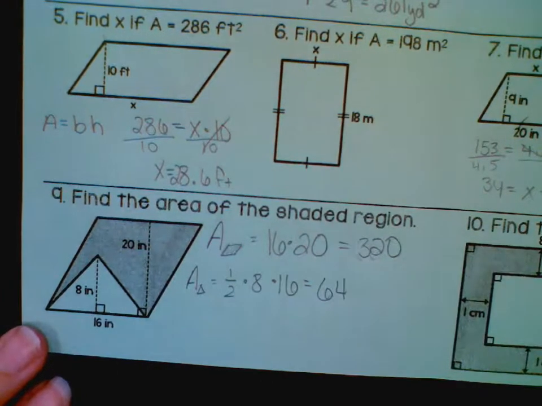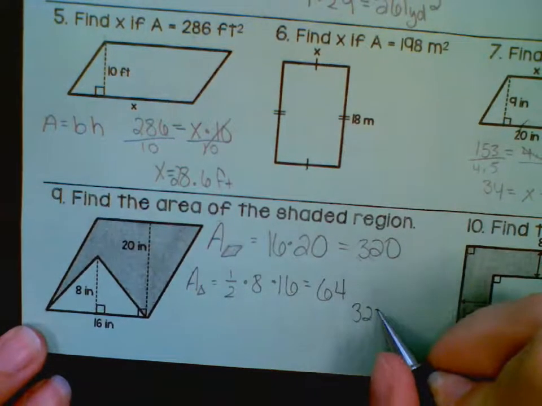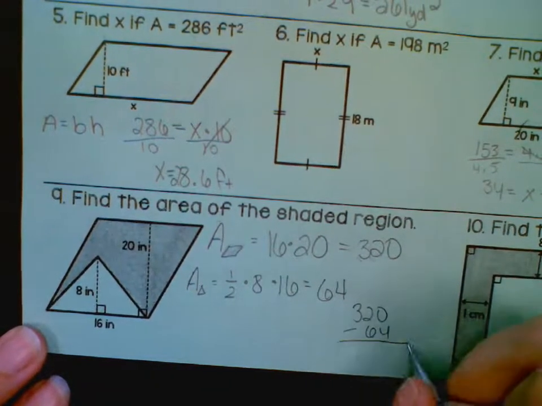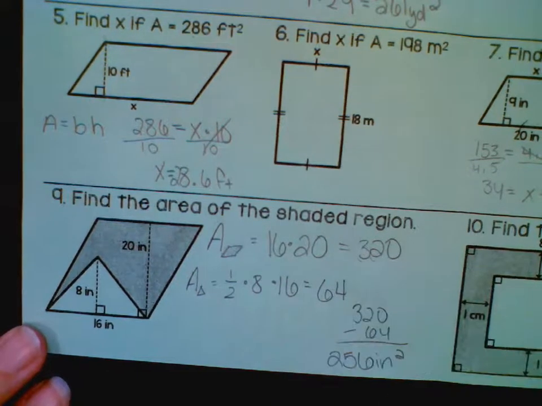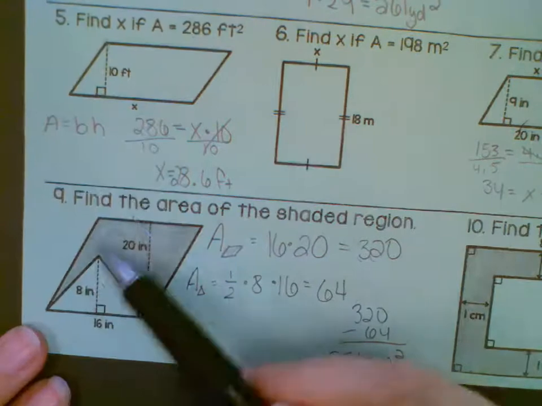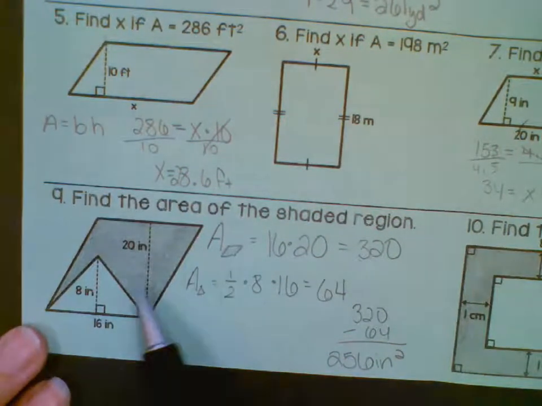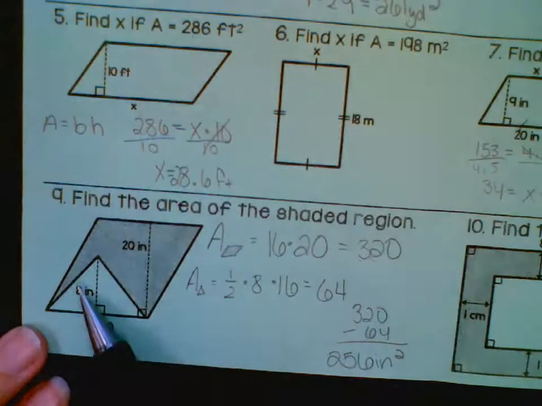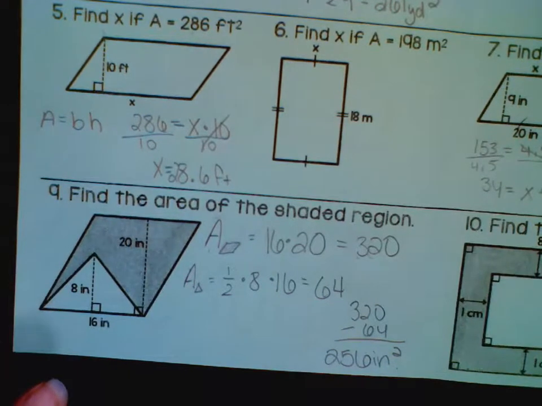So to find just the shaded part, we would take those away. So 320 minus 64 gives us 256 inches squared. So that would be the area of just the shaded part. So again, we found the area of the whole thing, found the area of the unshaded part, or that triangle that's in there, and subtracted them to find what was left.